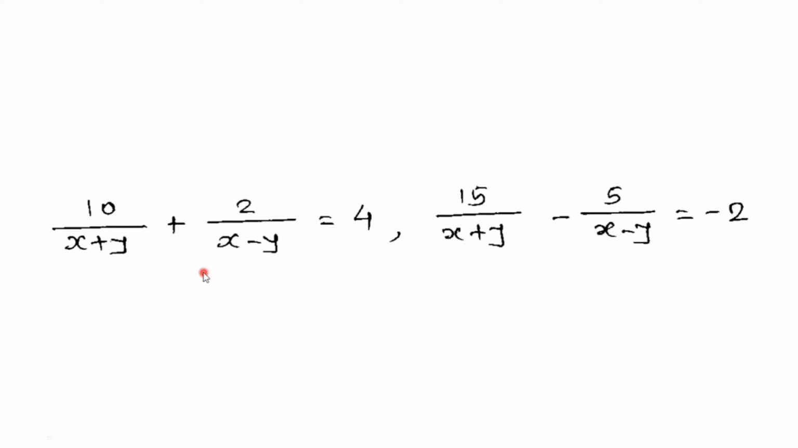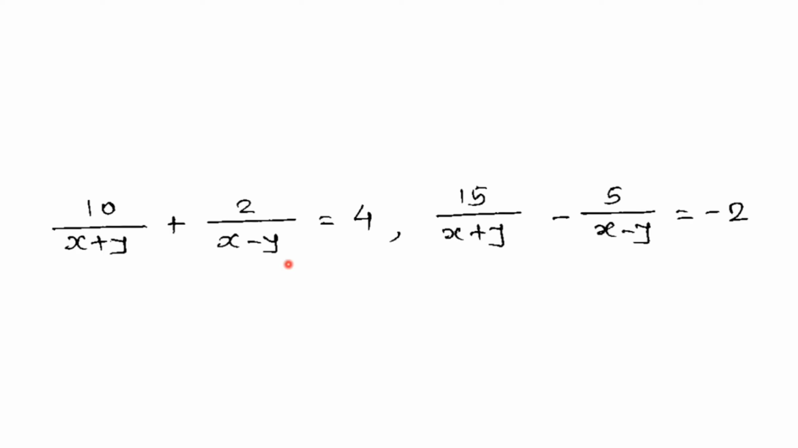So on the basis of that, we have a special type of linear equations. If we consider this example, that is 10 divided by x plus y plus 2 divided by x minus y is equal to 4, and 15 divided by x plus y minus 5 divided by x minus y is equal to minus 2. So as you can see, these are not the linear equations, but we can convert these into linear equations in two variables and we can find its solution. So this is a special type of linear equations that can be converted into simultaneous linear equations in two variables.